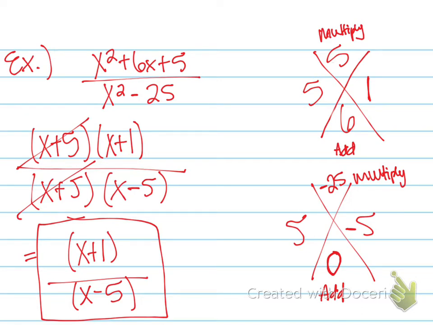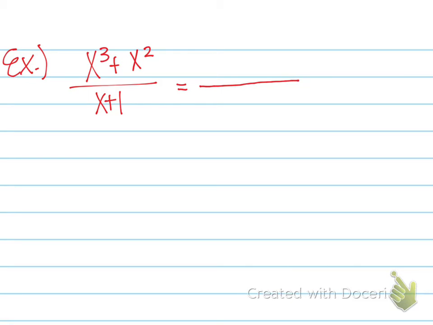All right, next we have two more examples of just simplifying. So the next example is x cubed plus x squared over x plus 1. Okay, so first we factor out the numerator. So how many x's are in x cubed? 3. How many x's are in x squared? Okay, so we've knocked our x's out.